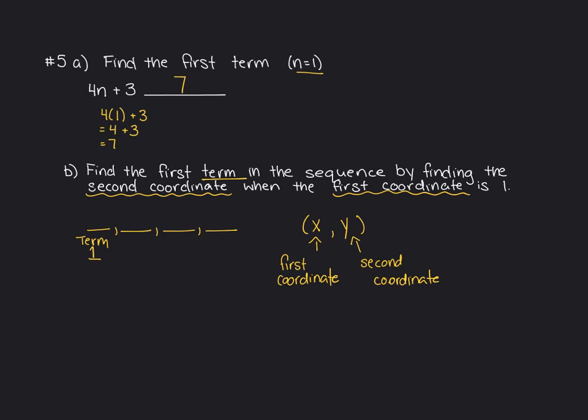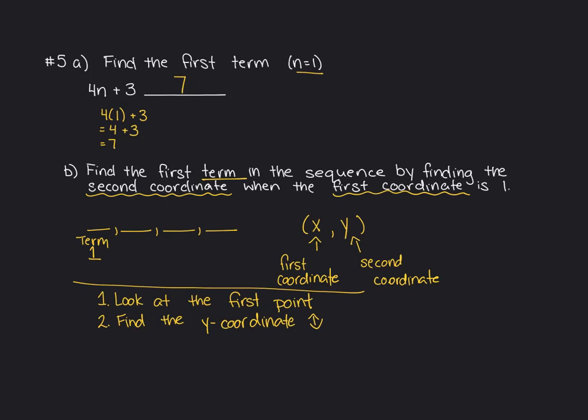So basically, what you're doing is start by looking at the first point on the graph. Once you've located the first point, then you're going to find the y coordinate. So when x is 1, what is the y value? So the y value is that vertical axis, and that will be your first term. So that is what you will write on the line below, is that y coordinate.